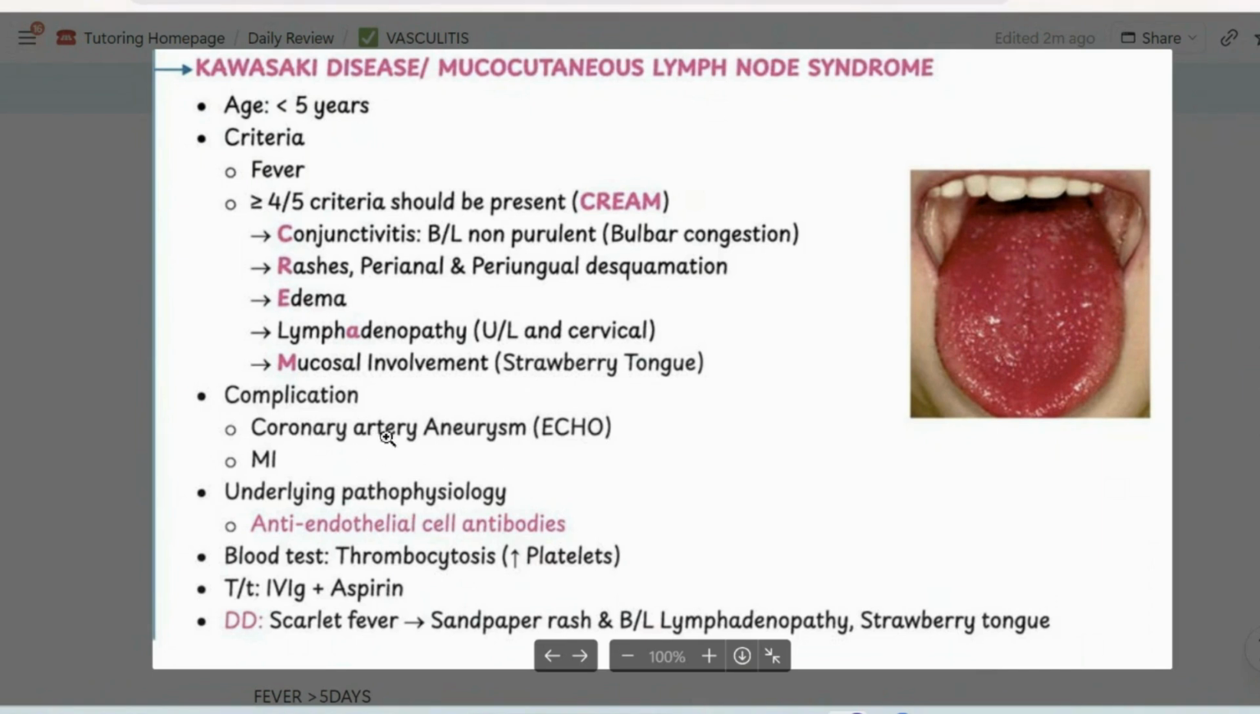Because it causes coronary artery aneurysms. Okay, how do you figure out that the person has it? As soon as you see these criteria, you have to get them into echocardiography. Okay, I need to visualize the heart. And even as I get prepared for the test itself, I need to start them right now on aspirin.